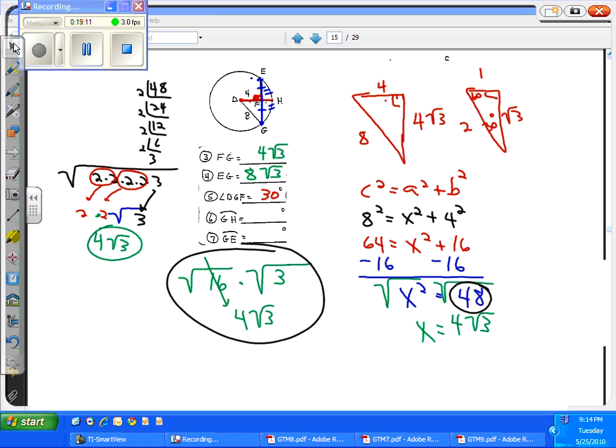Arc GH. If the angle here is 30 degrees, then the angle here is 60 degrees, and arc GH is equal to the angle at D, which is 60 degrees, because the central angle is equal to the measure of the intercepted arc. So if that was 60, then this is 60. That's half of a bisected arc EG, so arc EG is 120 degrees.